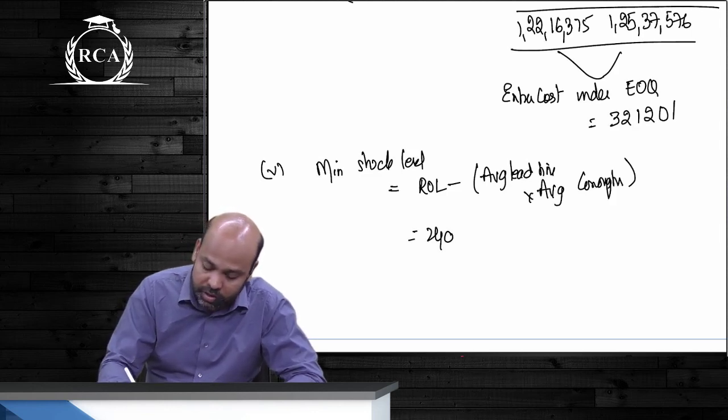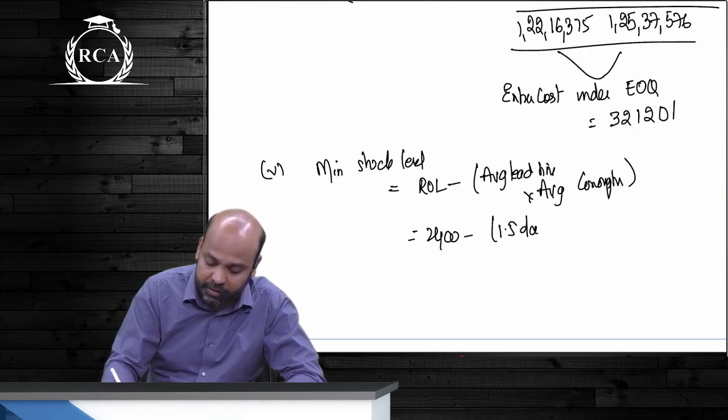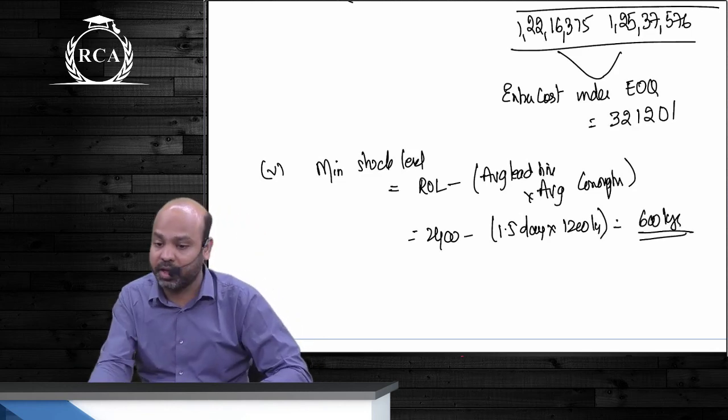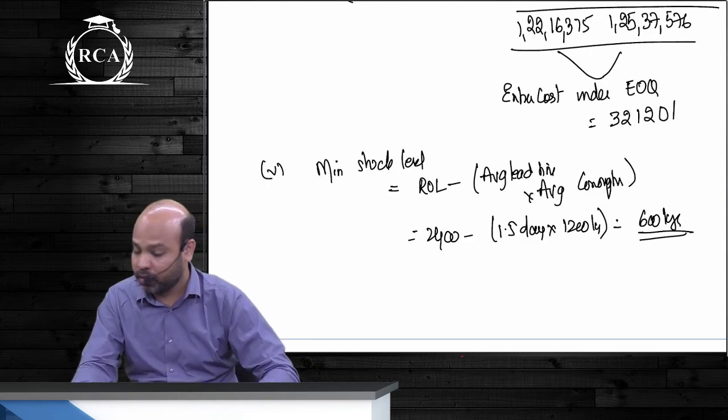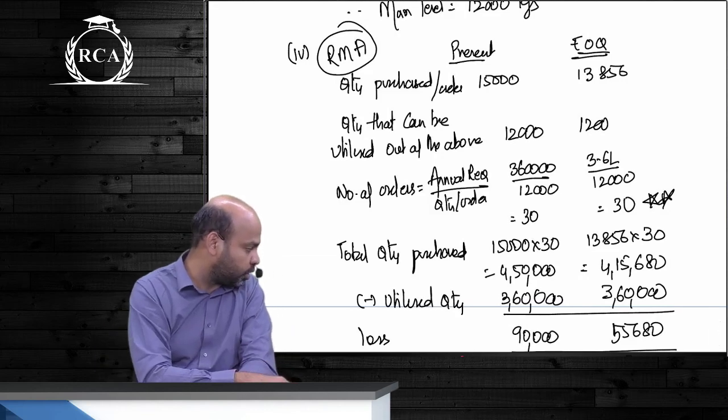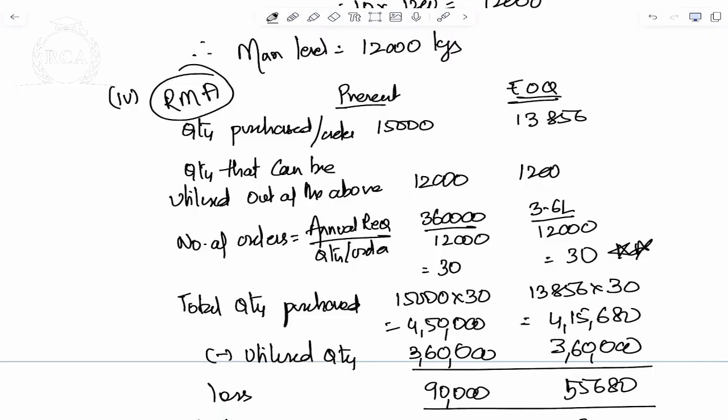So this is 2,400 minus 1.5 days into 1,200 kgs. 600 kgs will become your minimum stock level. That's the answer marked. Alright, guys. Please copy this part. Fourth bit. Online students, I hope you're all noting it down. Copy the answer to the fourth bit. Everyone understood the difference, guys?